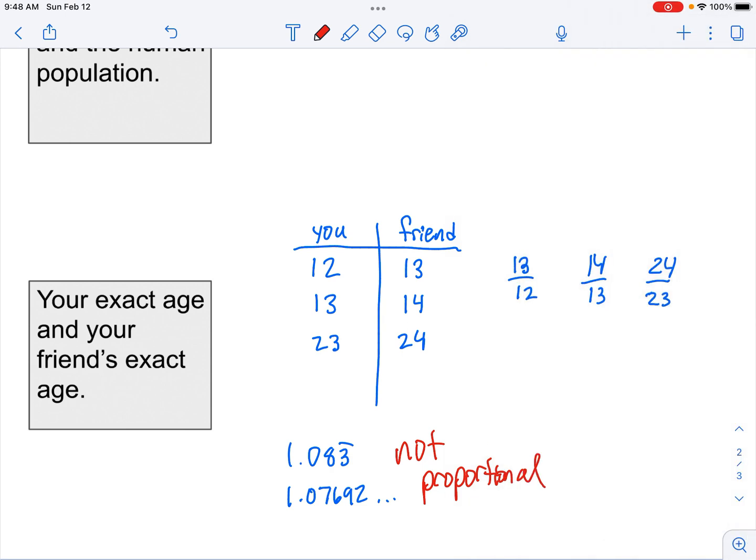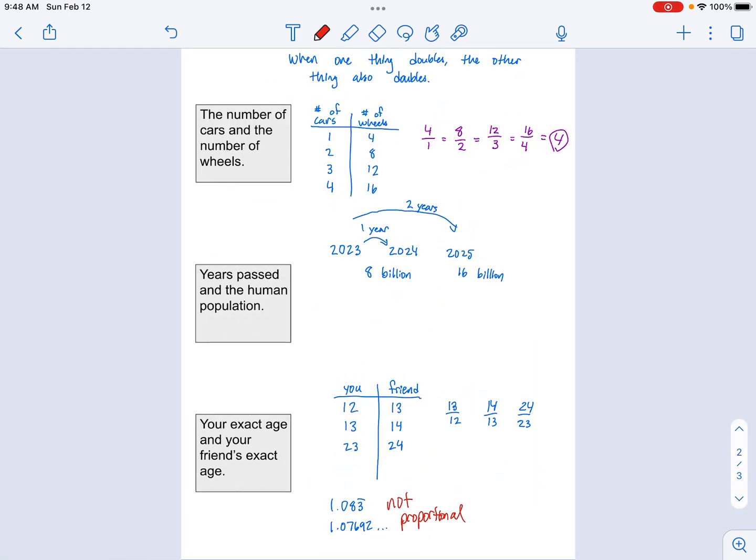That's how you can tell from a story. You can either think of this little trick, when one thing doubles, will the other thing double? If the answer is yes, then it's proportional. Or you can try making a table, and you should know how to test from a table whether it's proportional.